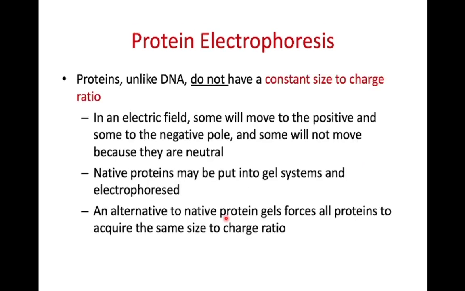Proteins, unlike DNA, do not have a constant size to charge ratio. So in an electric field, some will move to the positive and some will move to the negative pole, and some will not move because they are neutral. So native proteins may be put into gel systems for electrophoresis, whilst an alternative to native protein gels forces all proteins to acquire the same size to charge ratio.